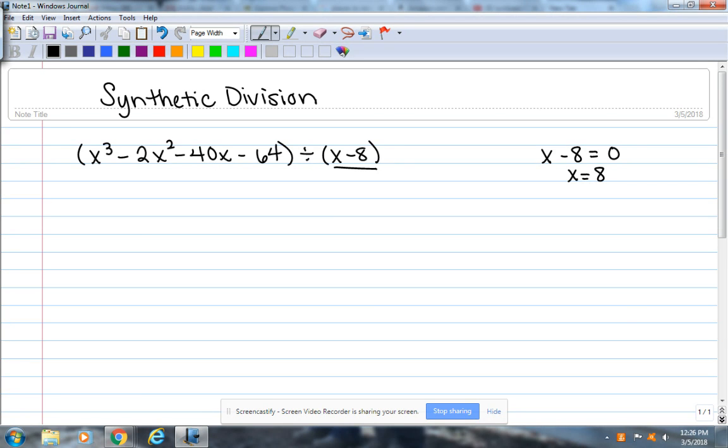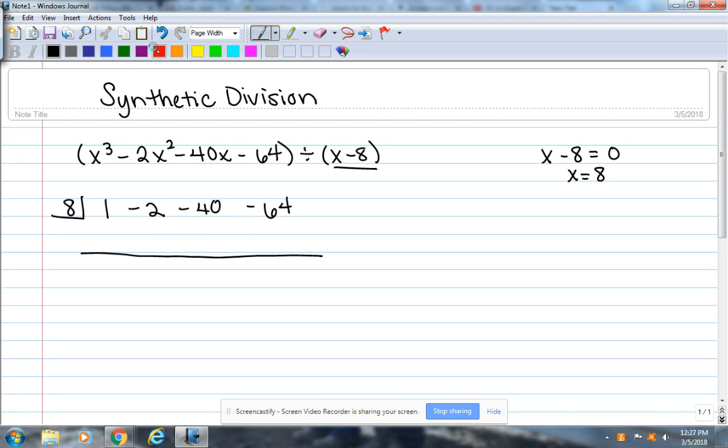So after you get the 0 by setting the divisor equal to 0, you're going to take that 8 and put it over here in a corner. And then you're going to take the coefficients of your long polynomial and space those out. So the first leading coefficient is a 1. And then on the x squared, we have a negative 2. With the x, we have a negative 40. And our constant term is a negative 64. So just space those out and then skip a space and draw a line.